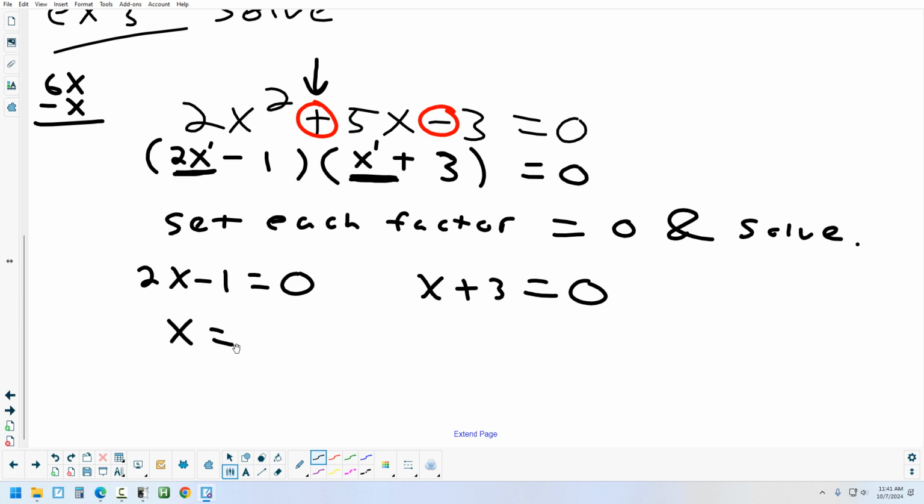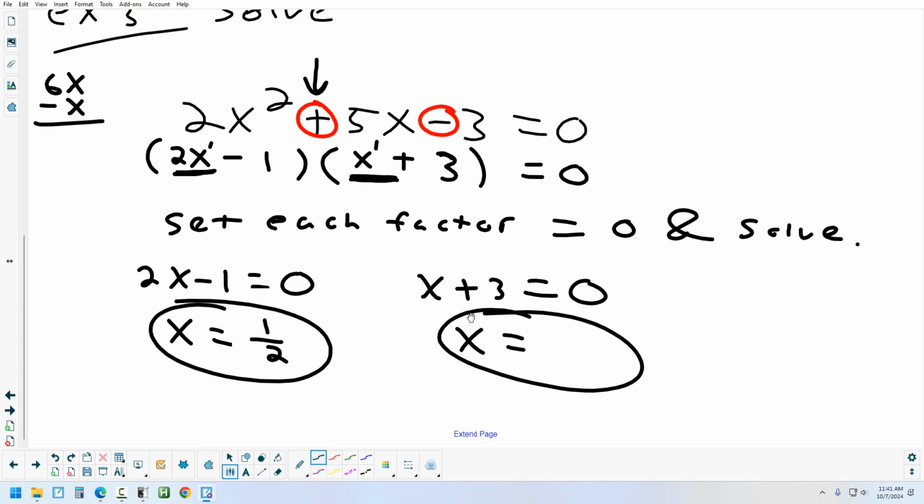What would I get for x when I get it by itself in that first problem? Yep. 1/2. Good. And what would I get for x when I get it by itself in that second problem? Yeah, -3. So a lot of the time, quadratic equations will have two, let me put it this way, real answers. Is there any question on that?